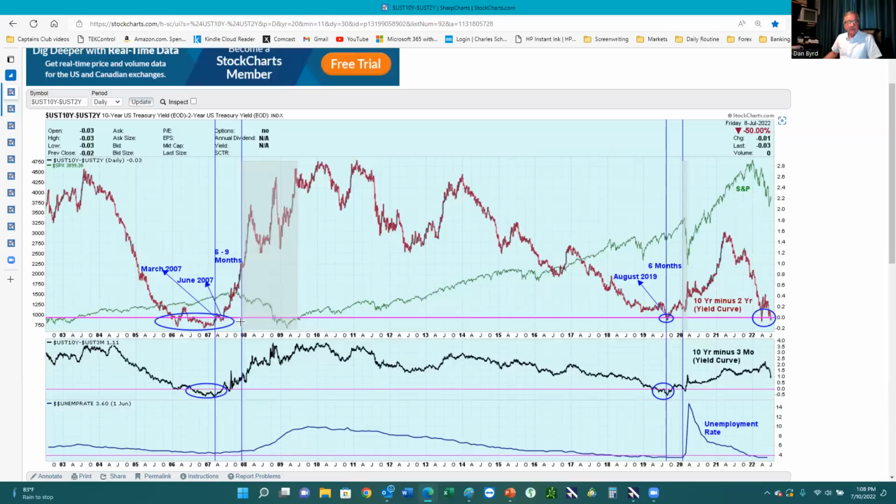Sorry to interrupt. You have something on this screen that I want to hit again. We've already talked about the 10 and 2, and that is what most people call it. I just noticed your chart. You have the 10 and the 3 month. Tell me about that one and why that one's really important.